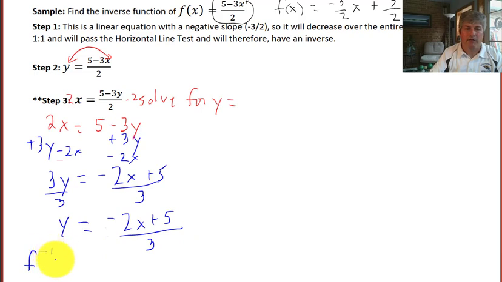I'll go back to my function notation. So the inverse of x equals negative 2x plus 5 all over 3.